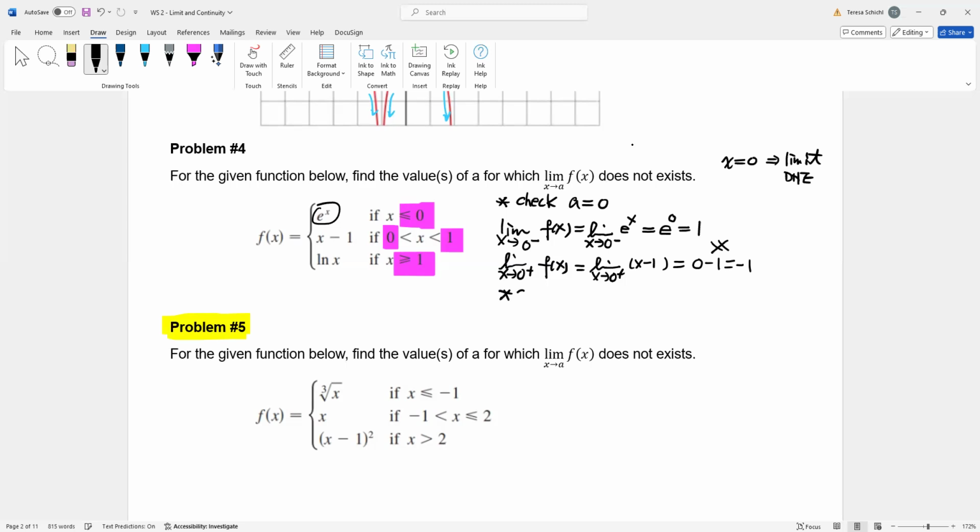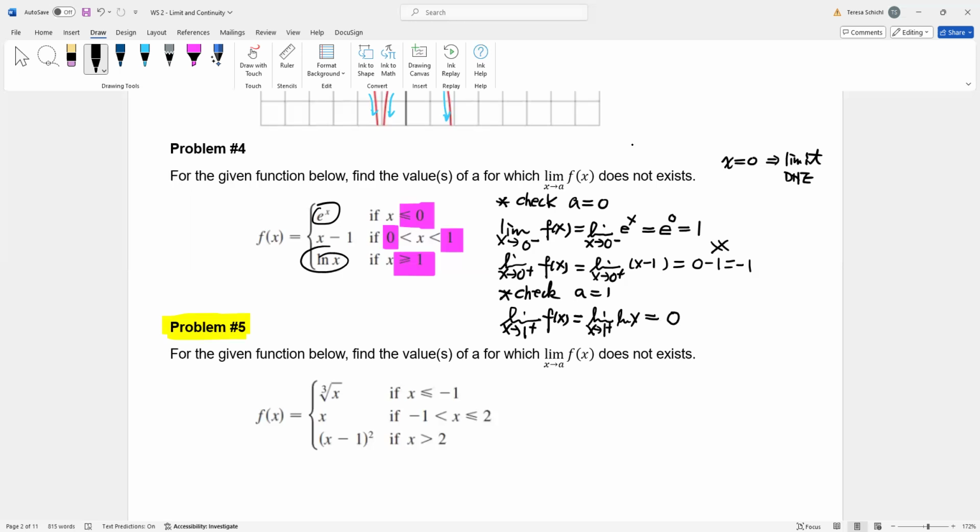Okay, now let me check when a equals 1. So the limit as x approaches 1 from the right-hand side, that means it's greater than 1, so I will use the natural log function. Now you see when x is getting closer and closer to 1, what is the natural log going to be close to? Closer to 0.